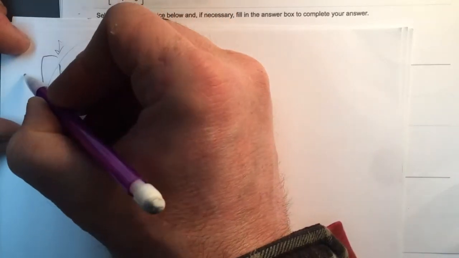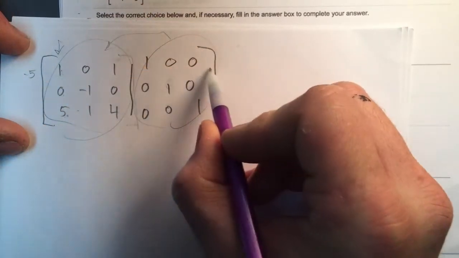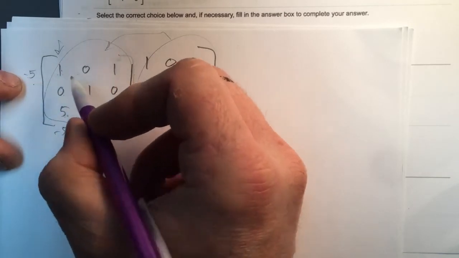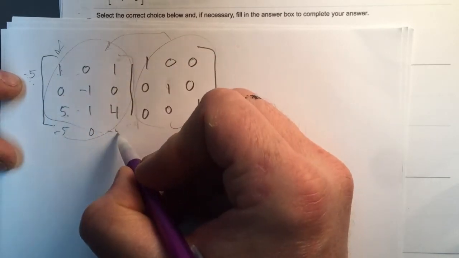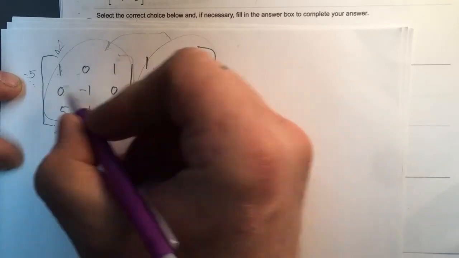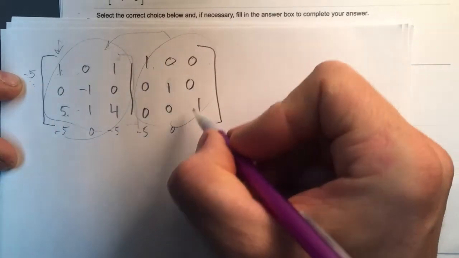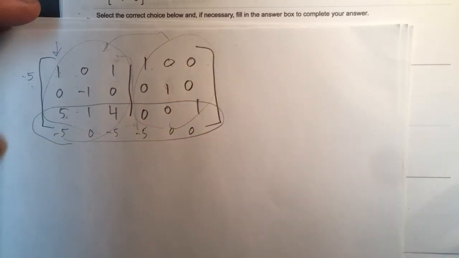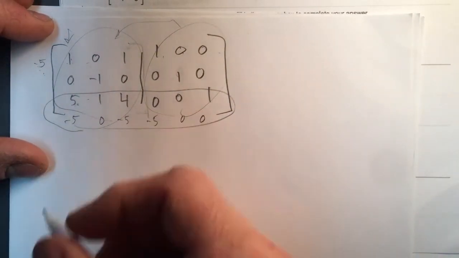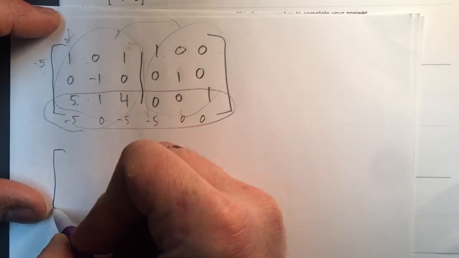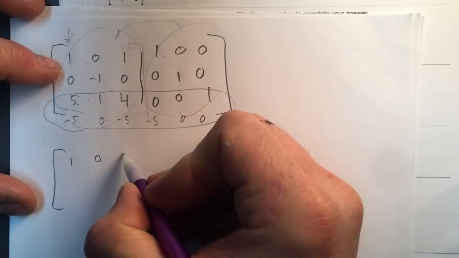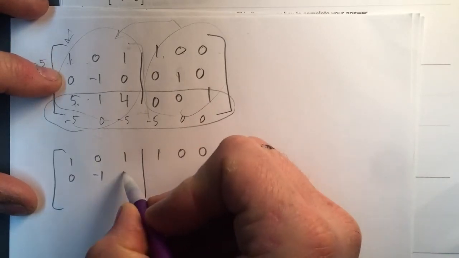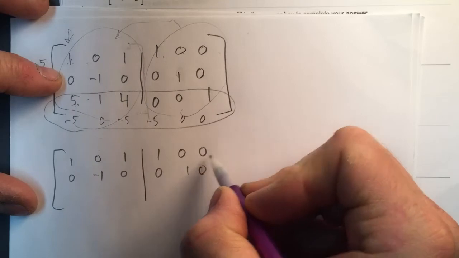So what I'm going to do is -5 times this row. I'm going to write it down here. So -5 times 1 is -5. -5 times 0 is 0. -5 times 1 is -5. -5 times 1 is -5. -5 times 0 is 0. -5 times 0 is 0. And I'm going to add these two together and rewrite it all over again. Okay. So I got 1, 0, 1, 1, 0, 0, 0, -1, 0, 0, 1, 0.